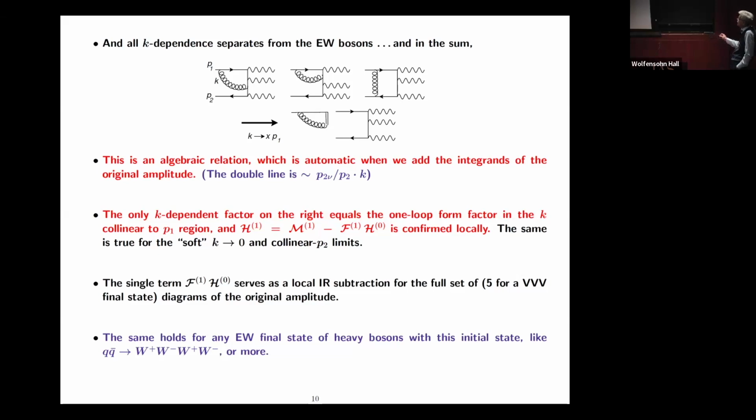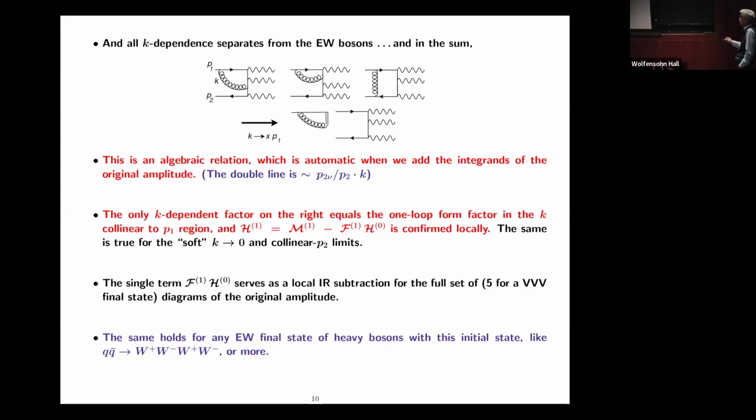The only k-dependent factor on the right over here equals the one-loop form factor in the Higgs scheme. And so the fact that this is true locally, that we can calculate the one-loop hard part by this subtraction, is confirmed locally. And the same is true for the soft limit and the collinear P2 limit. The single term, which is the Higgs virtual, one-loop virtual times the lowest order hard part, serves as a local infrared subtraction for the full set. And there are actually 5 diagrams associated with these two, and also when K attaches to P2.